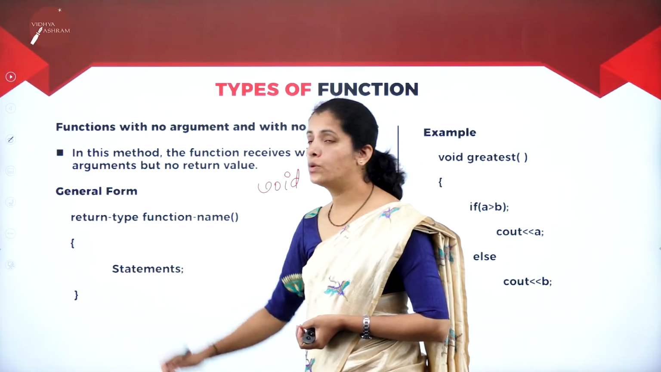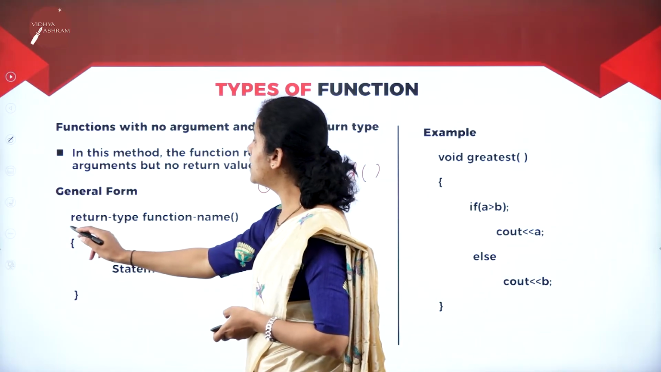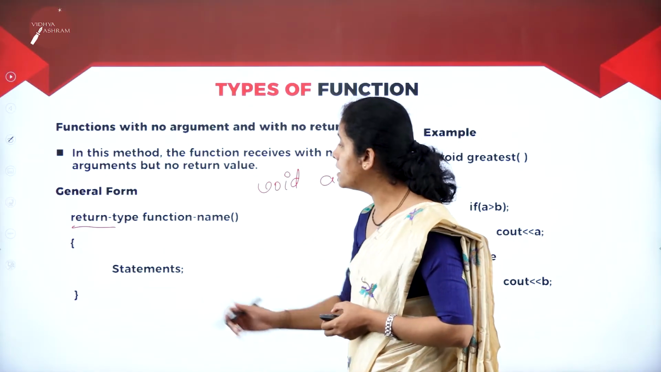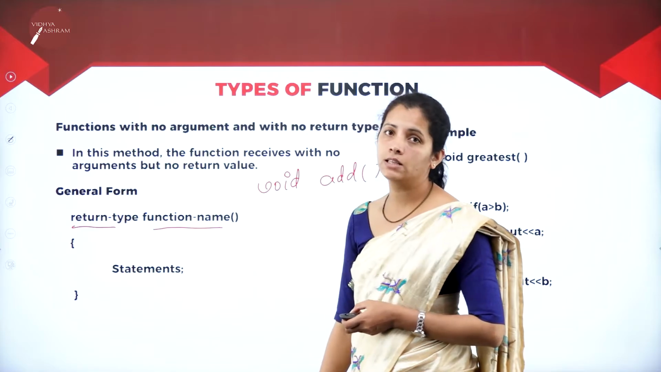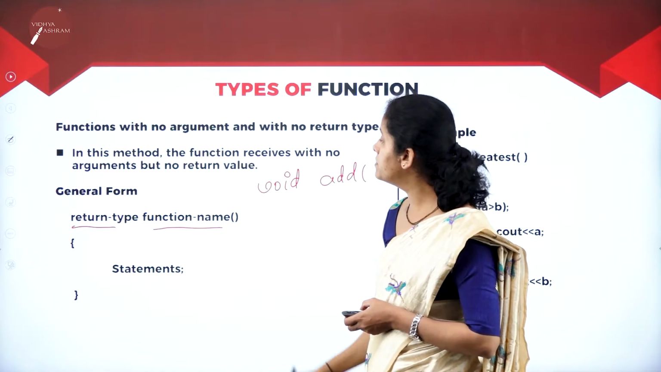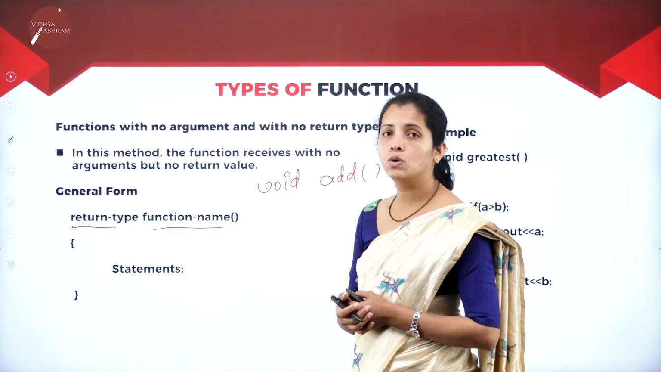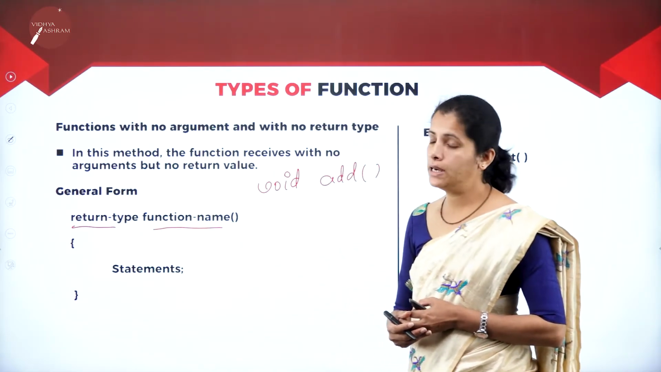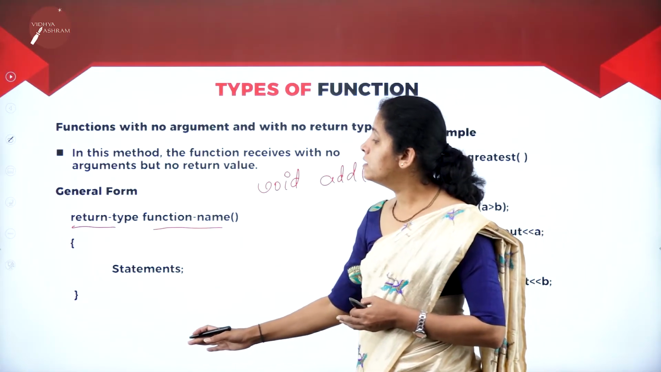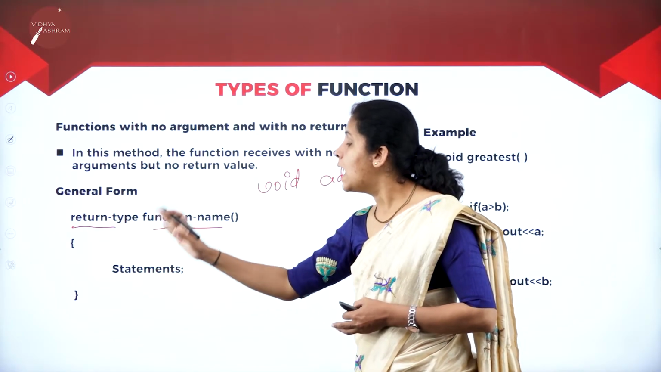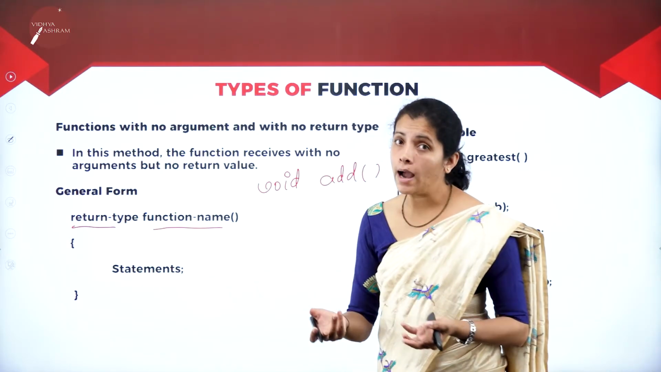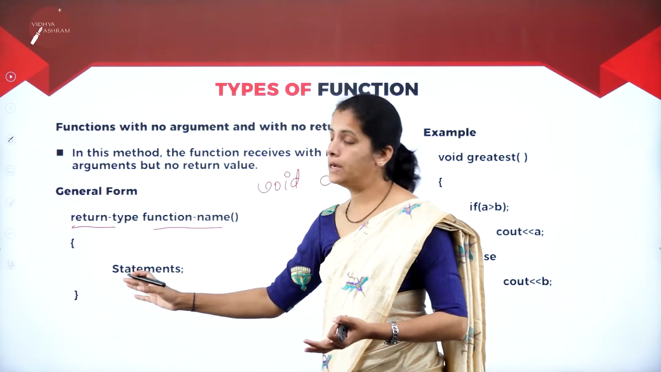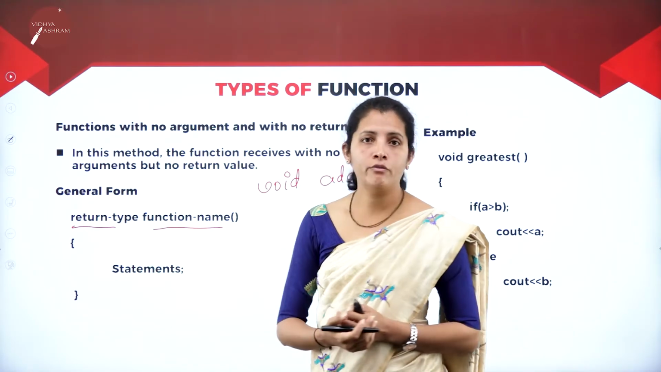So here I'm going to have the general form: first the return type, then the function name, which is the user-defined function name, then opening and closing parentheses, and a set of statements. Dear student, make a note here that I'm not going to return any values. For that reason, I'm not having a return statement in this type of function.